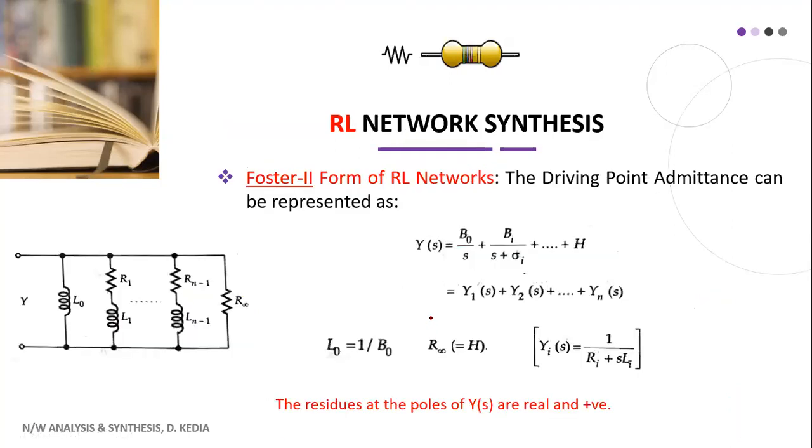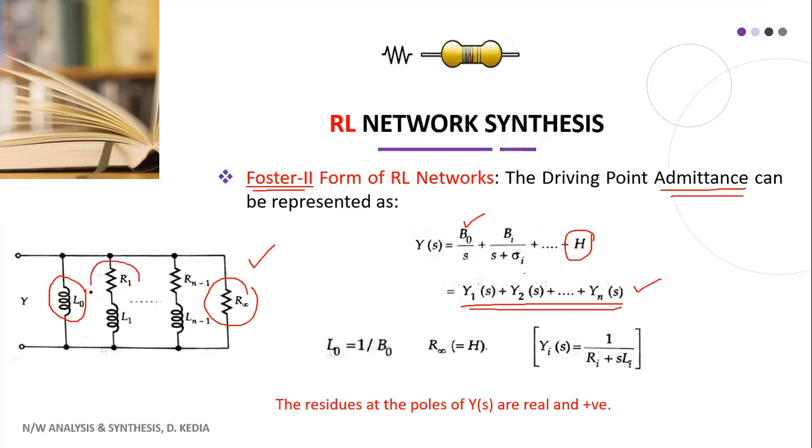So now we move to Foster 2 form of RL network. So as we discussed, Foster 2 is a parallel combination. So here we will consider driving point admittances. Okay, so in case of parallel network, admittances are simply, you can say, summation takes place. So let us see the admittance of L naught. It will be 1 by Ls. So 1 by Ls is equivalent to B naught by S. The last element is a resistance, which is a constant. So we have a constant here.